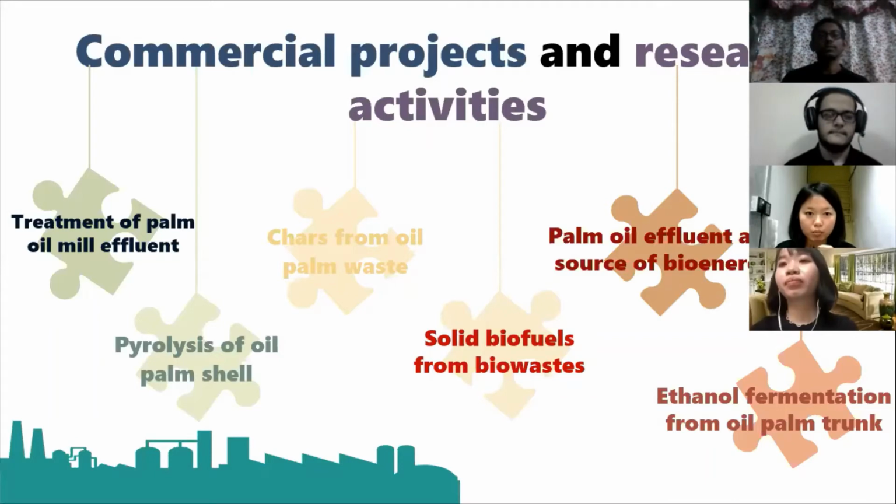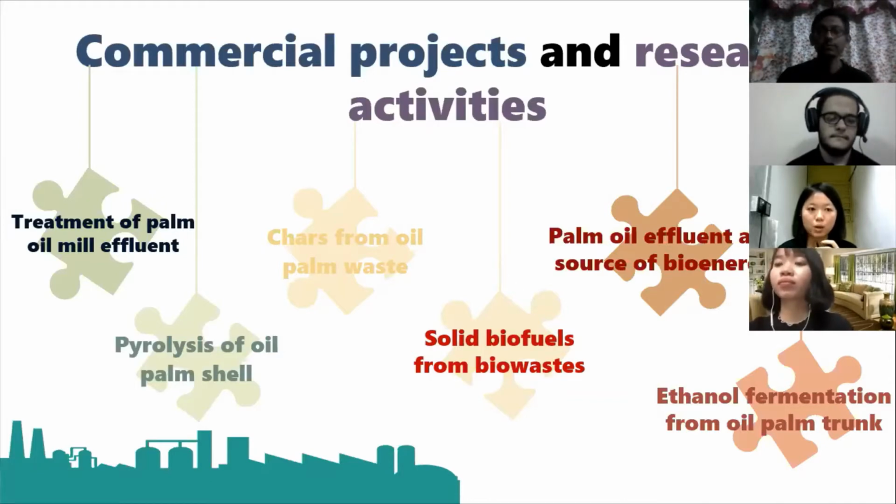First, the treatment of the palm oil mill effluent, the POME. The wastewater of the POME contains so many harmful substances and is not suitable to be directly discharged to the river because it can cause harm to the aquatic life. So the effluent needs to undergo some treatment before it is discharged to prevent environmental pollution.